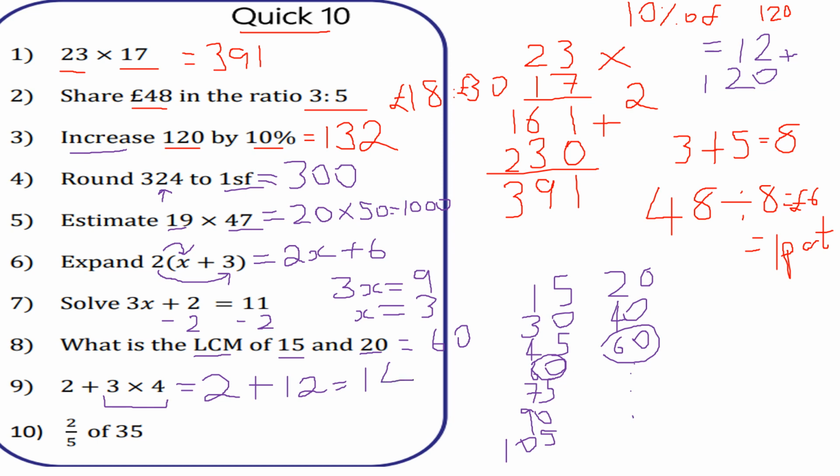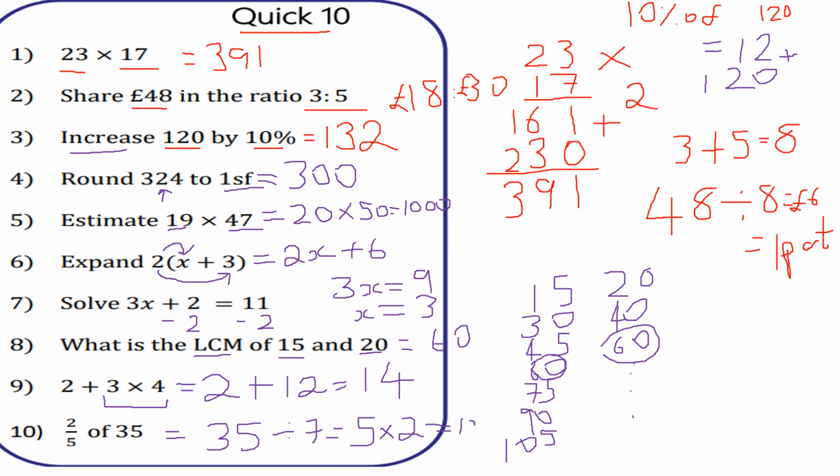Question number 10. Okay, 2/5 of 35. So I divide by the bottom and then times by the top. So 35 divided by 7 is 5. And then I'm going to multiply 5 by the top of my fraction, by the numerator. So 5 times 2 is 10.